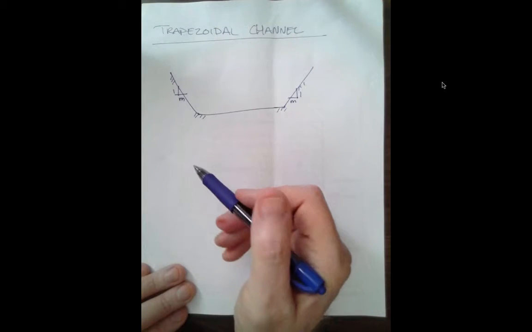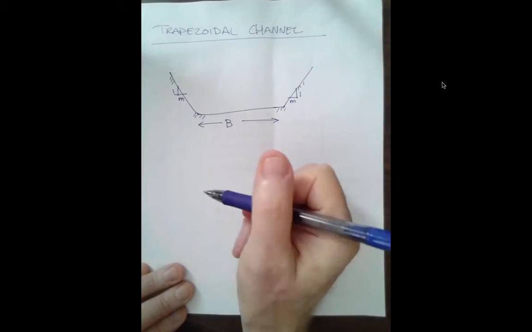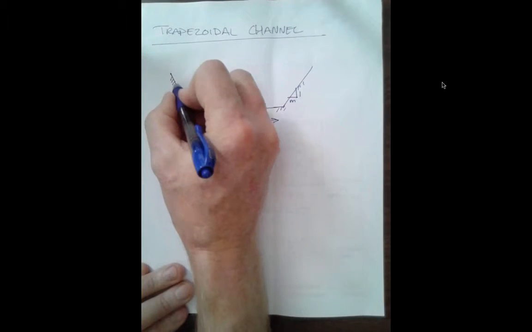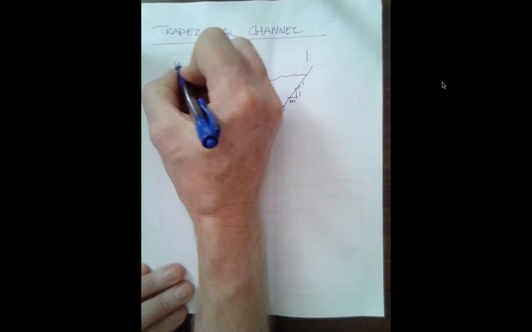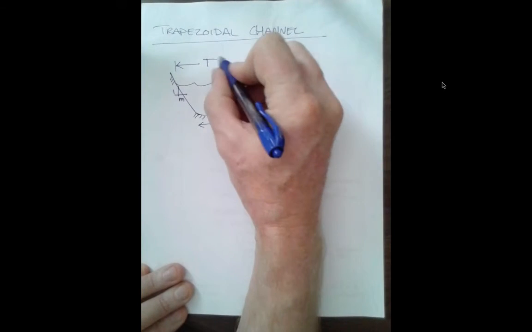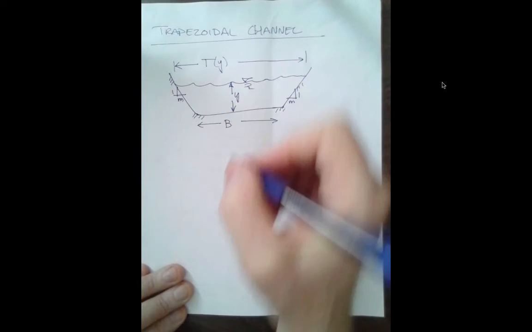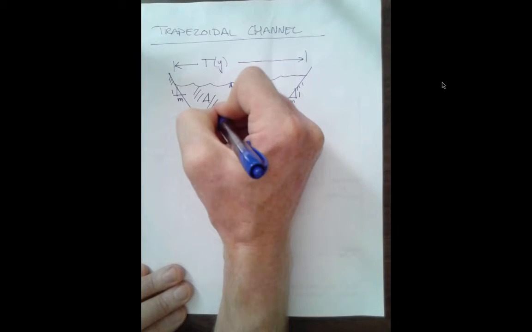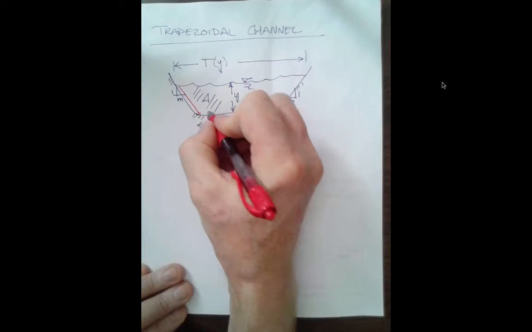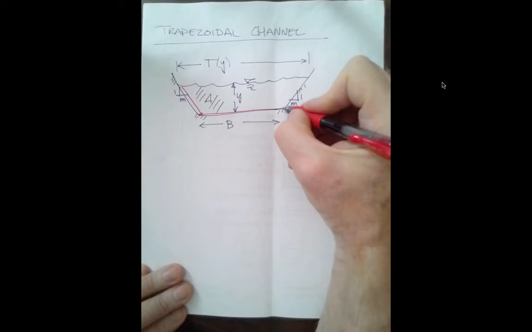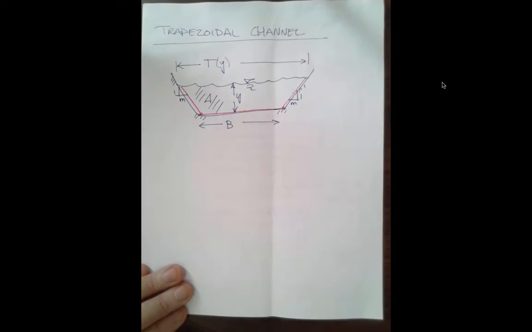The formulas will naturally change. The flat part of the bottom is given b. Here's our water surface. We now have a top width. It's going to change with depth. Depth is measured from the bottom. We have the flow area, and we have wetted perimeter, which is that length plus that length plus that length.